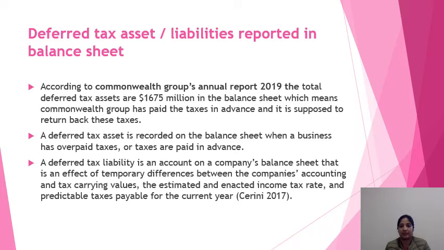$3,529 million. Deferred tax assets and liabilities reported in the balance sheet. According to the Commonwealth Group Annual Report 2019, the total deferred tax assets are $1,675 million in the balance sheet, which means Commonwealth Group has paid the taxes in advance and is supposed to get these taxes back.